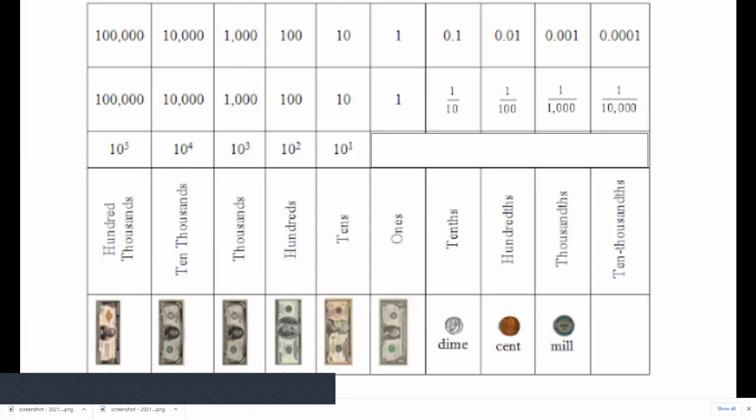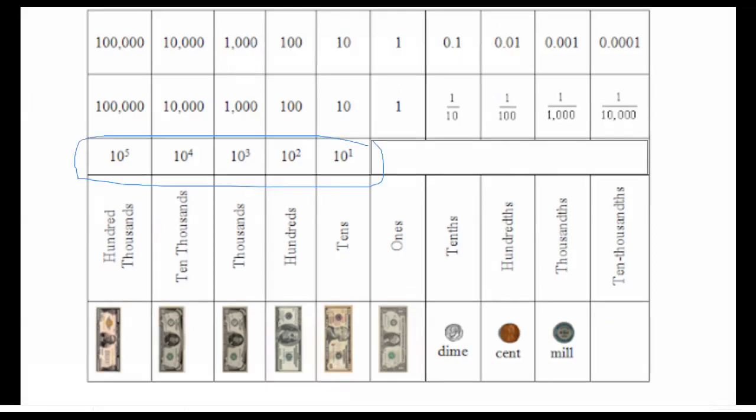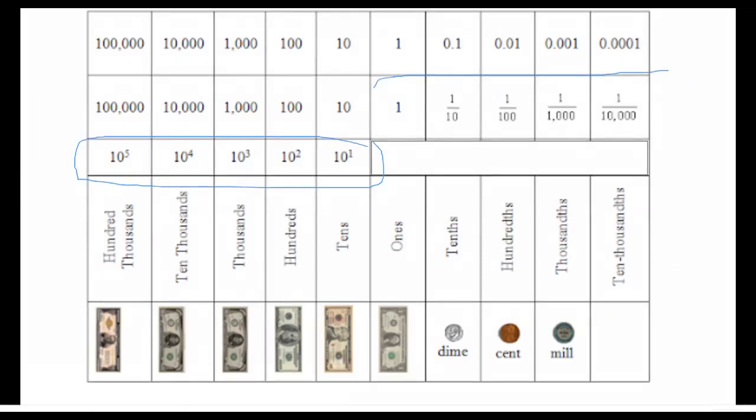Also, I found this super cool place value chart that has a bunch of extra stuff, which I love. It has exponents on here, powers of 10, to remind us that powers of 10 are place value spots. And also the fraction version of 1/10, 1/100th, 1/1,000th, 1/10,000th. We'll come back to this because I really like this thing.